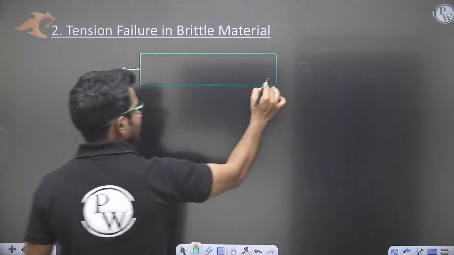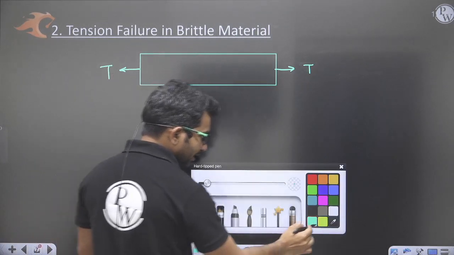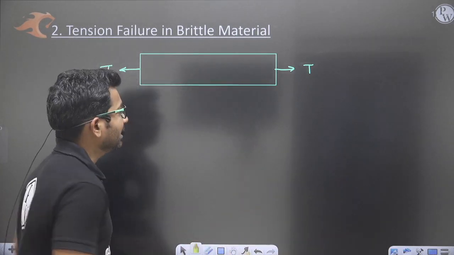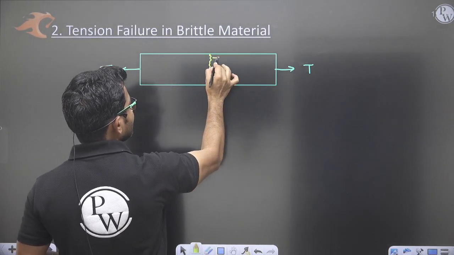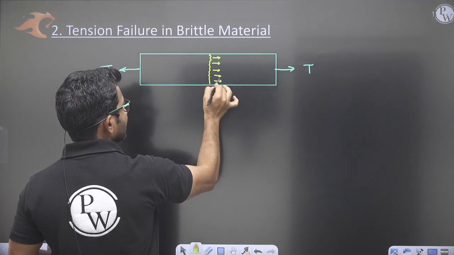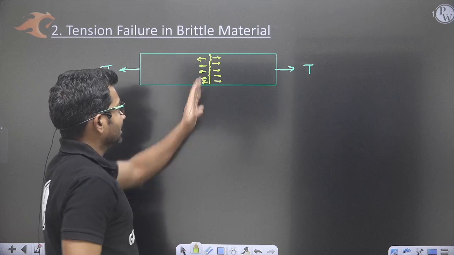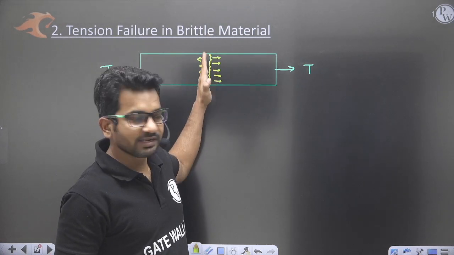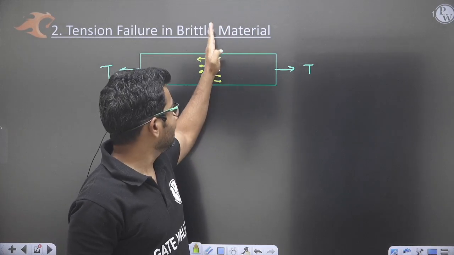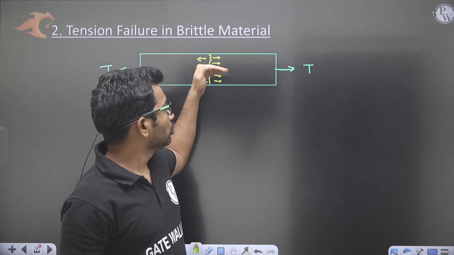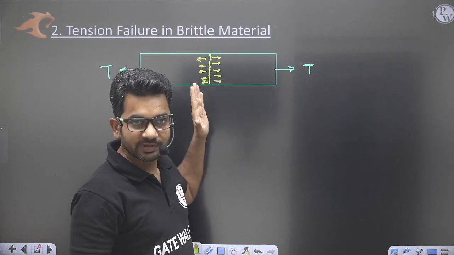So brittle material is weakest in tension, and we are applying the tension. So you can easily observe that at 90 degree, there will be maximum tensile stresses, and this is also weakest in tension. So when tensile stresses are maximum at 90 degree only, and this is weakest in tension, it will fail at 90 degree. So failure plane will be at 90 degree to the applied loading, or we can say to the longitudinal axis.